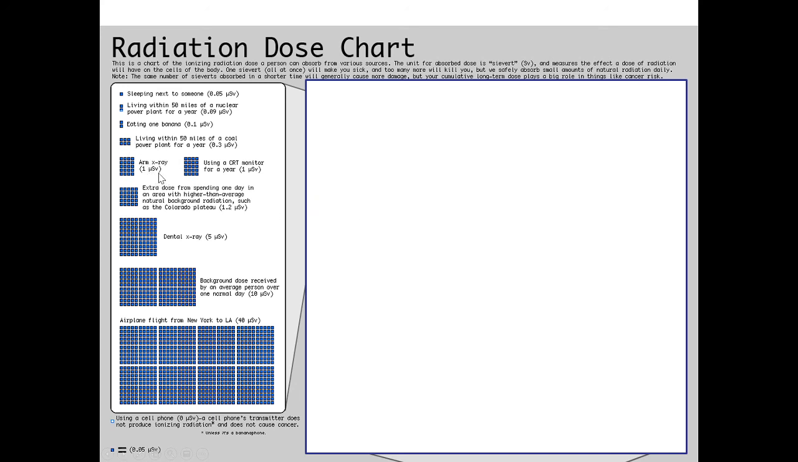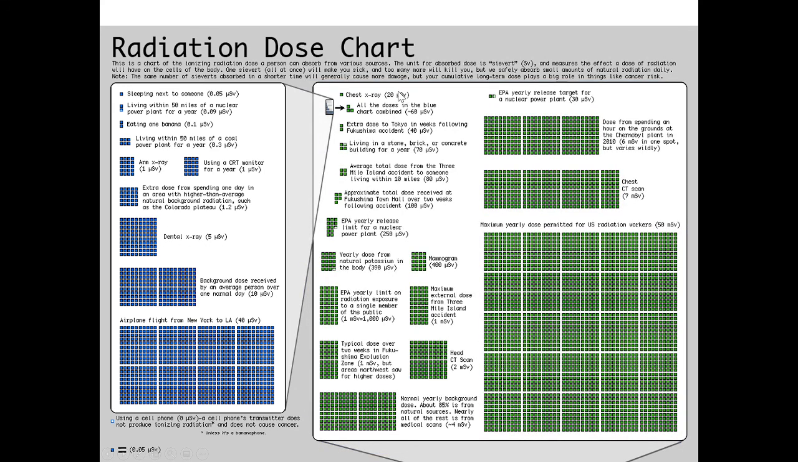An arm X-ray, 1 microsievert. Using a CRT monitor for a year, 1 microsievert. Airplane flight from New York to Los Angeles, 40 microsieverts. A dental X-ray, something a lot of you probably have done and will continue to do, 5 microsieverts. Chest X-ray, 20 microsieverts. Notice this entire blue source combined is now these 3 little green squares. Extra dose to Tokyo in weeks following the Fukushima accident, 40 microsieverts.